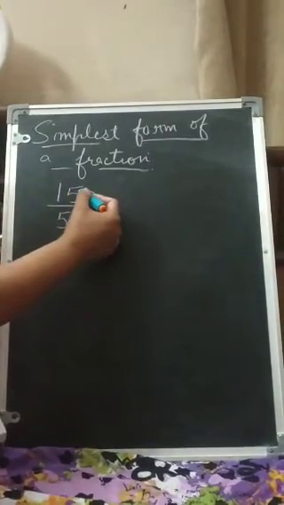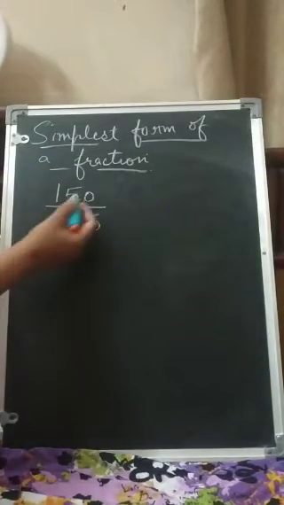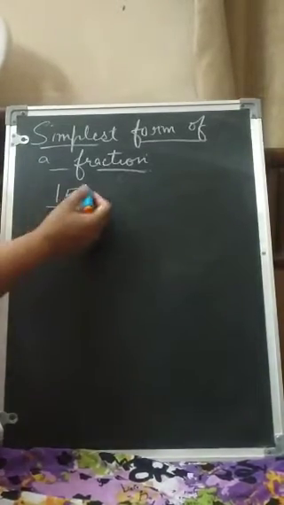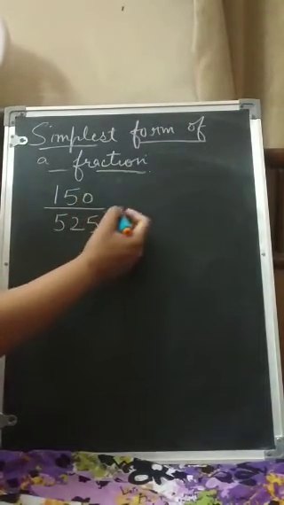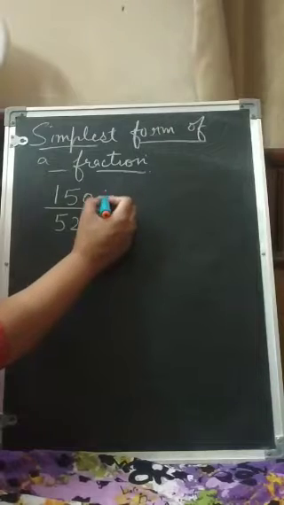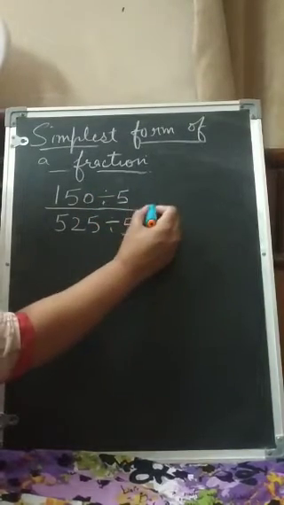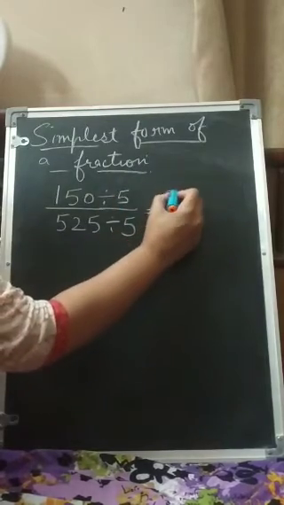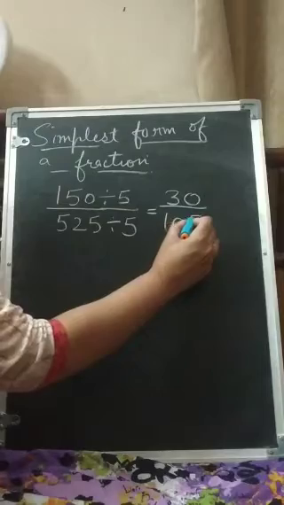So here what to do? We have to divide both the numerator and the denominator by a common factor. You can take any common factor. You can take 3, you can take 5, you can see by which number they can both be divided. So here I am going with 5. Both should be divided by 5. So what will come here? 5 3s are 15. 5 1s are 5, and 0 and 5.